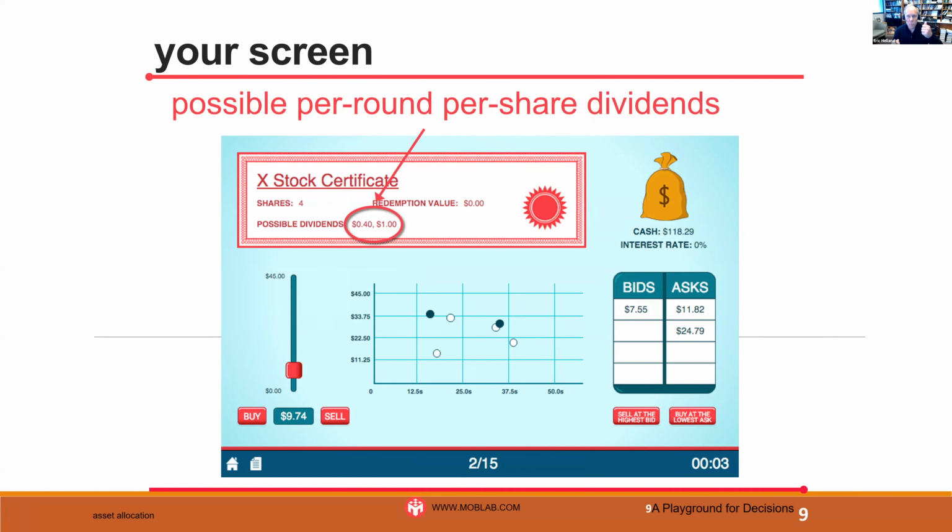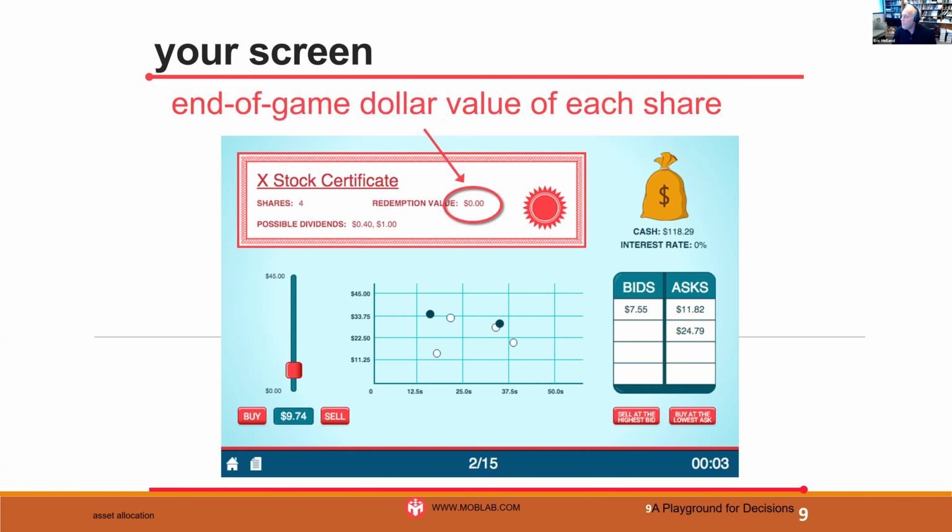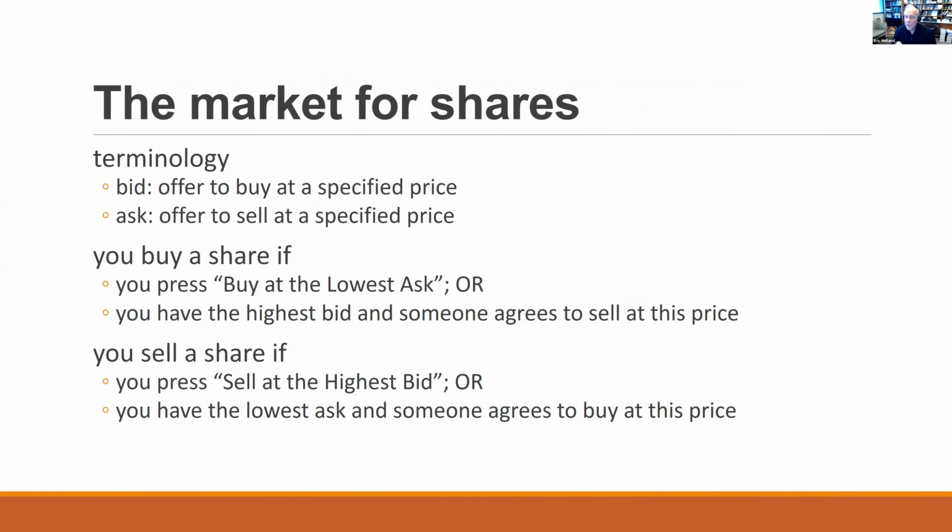These are the dividends. It will be $1 or 40 cents each round, decided by a coin toss. So if it comes up heads, say, you'll get $1. If it comes up tails, you'll get 40 cents on all the securities you own. The security has no redemption value at the end. So at the end of 15 periods, the game is simply over, and you get nothing.